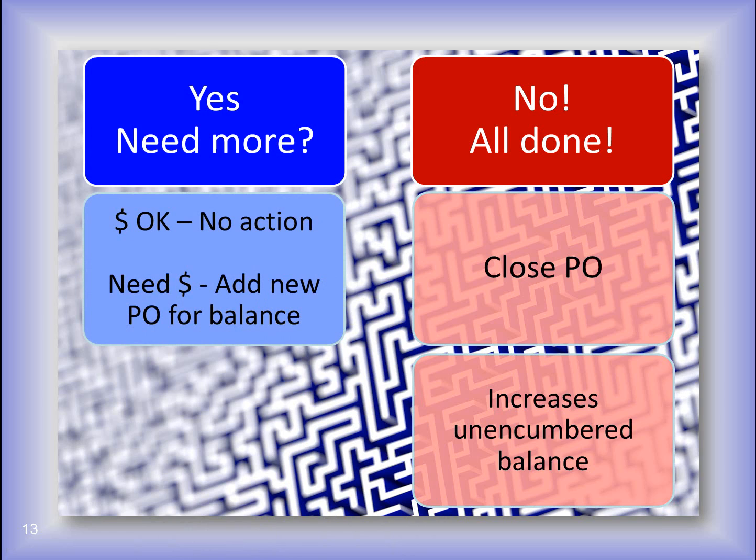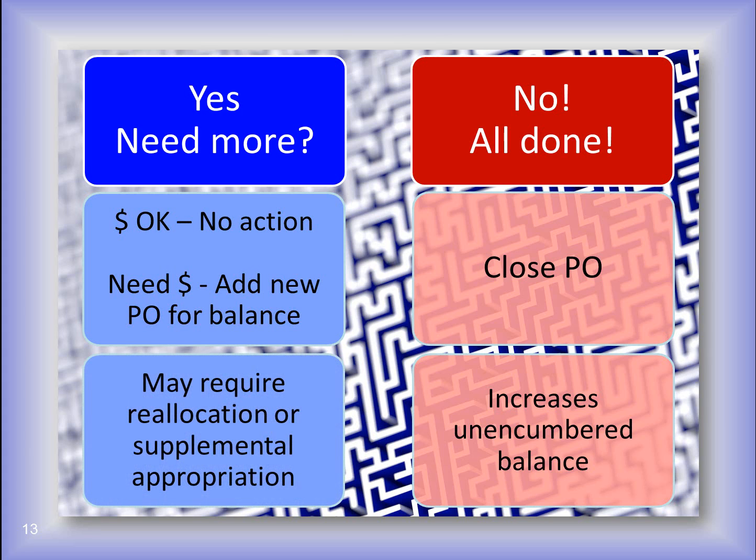But if you do need additional encumbrance for ongoing purposes, you must open a new purchase order. You can't add more encumbrance to the current purchase order. A new purchase order may require reallocations or supplemental appropriations, so make sure you're prepared to advise your governing board at the next meeting so they can adopt the necessary legislation. Once you enter changes to the appropriations, you can add your additional purchase order.